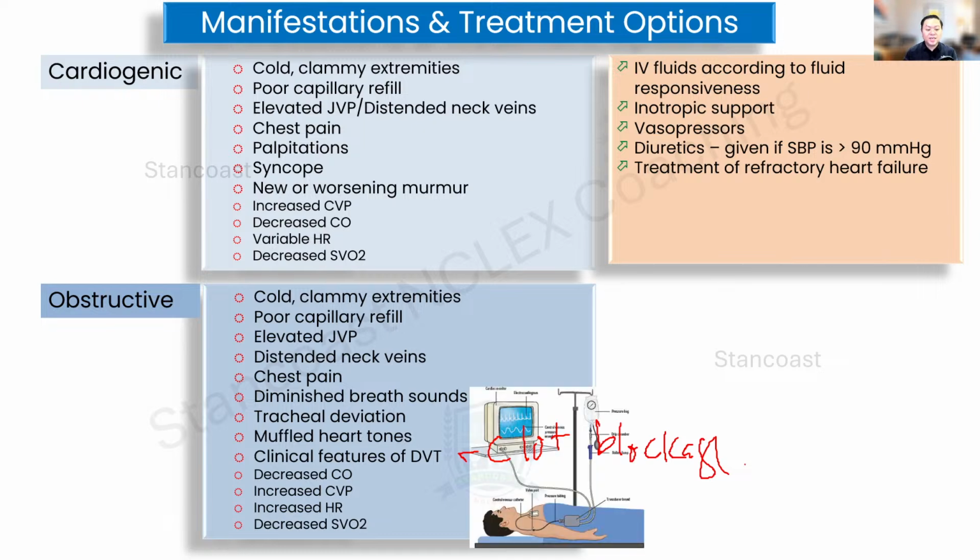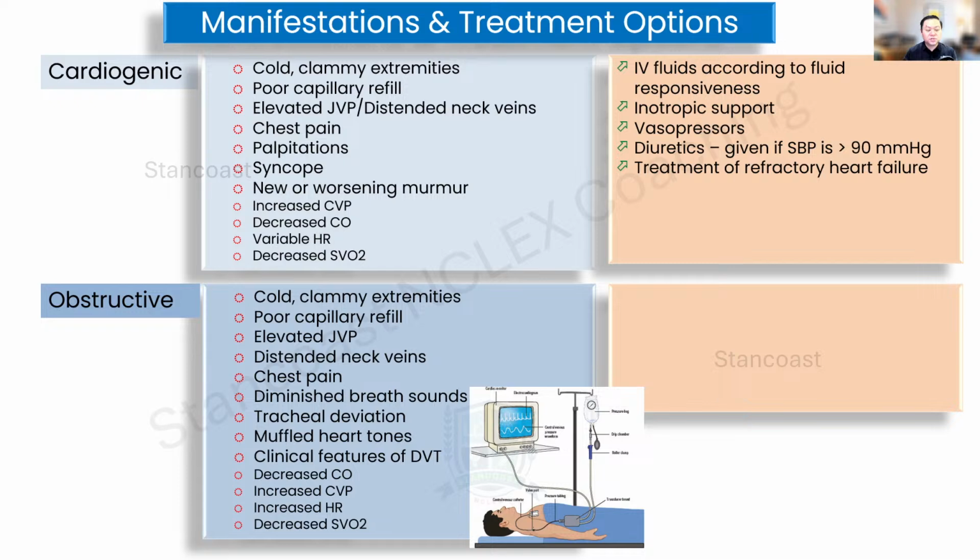So what are we going to do here to treat this patient? Basically, this is a picture of that patient with a CVP, right? Again, the CVP will be increased, greater than 12 cm water in this patient because of the venous congestion. Now, what are we going to do to treat the obstructive shock?